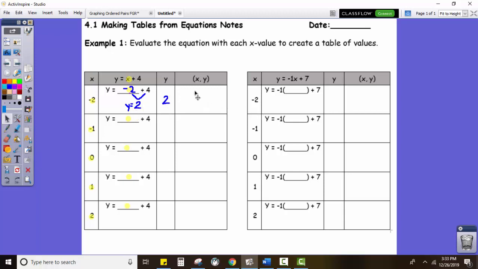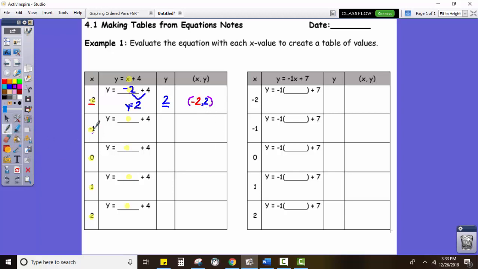Now for my ordered pair, I go look at what I was given for x, -2, and I write that as the first number because it's x comma y. And then I look at what I got for the y value, 2. So I write comma 2 and I put parentheses around it. So this ordered pair tells you you put a -2 in, and you got a 2 when you evaluated the equation with the -2 in there. Okay, let's try the next one here.